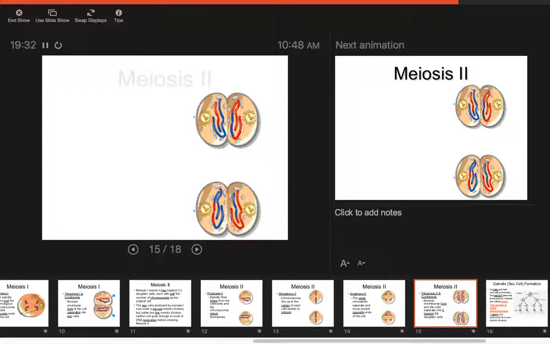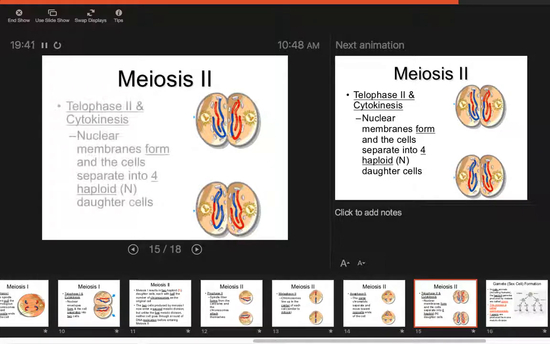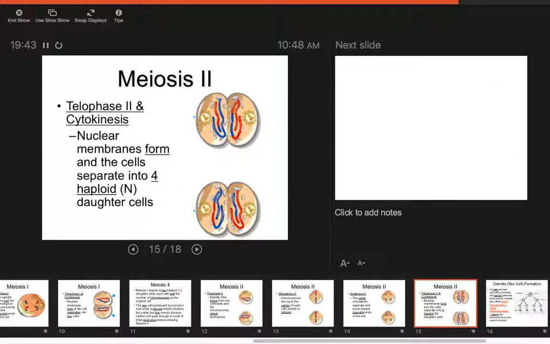Okay, and again, what's your end result of meiosis? 4 genetically different cells. Why are they genetically different? Because of the process of crossing over. So crossing over is what makes them genetically different. Okay? There you have it.